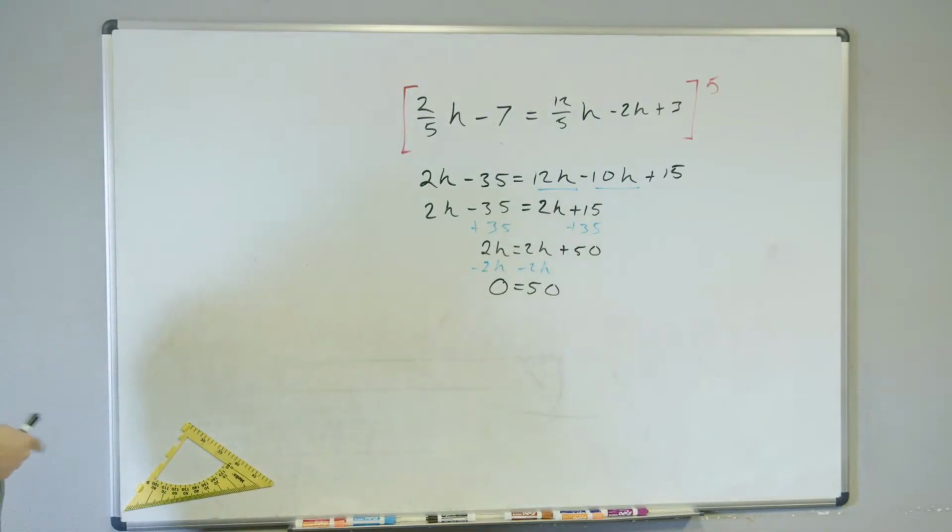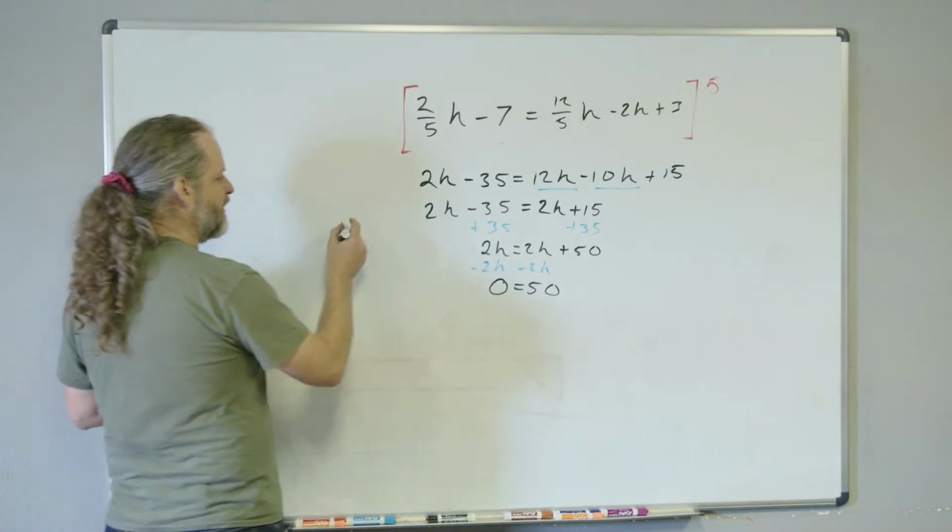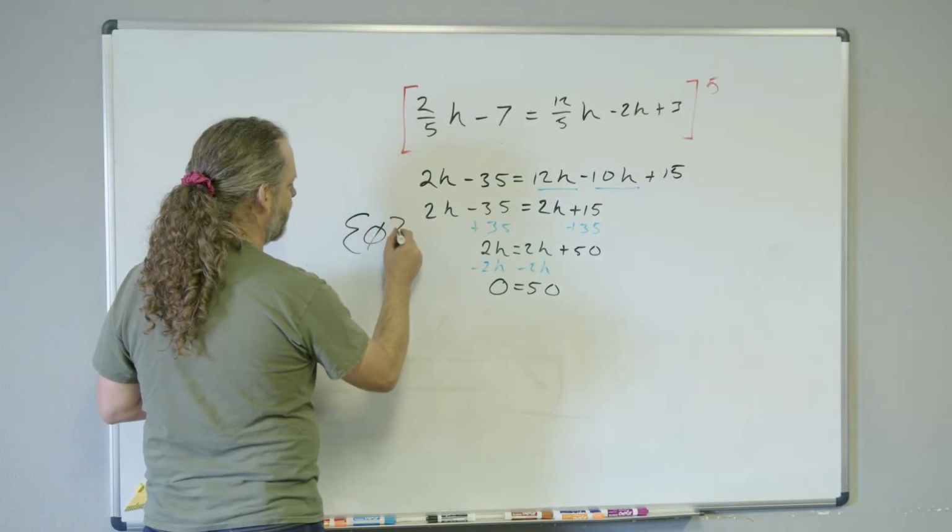We have to ask ourselves a question. What do we have to ask ourselves? Is it correct? Is it true or false? Is 0 equal to 50? No, so it's no solution. Technically, it's actually the null set, but, you know, whatever.